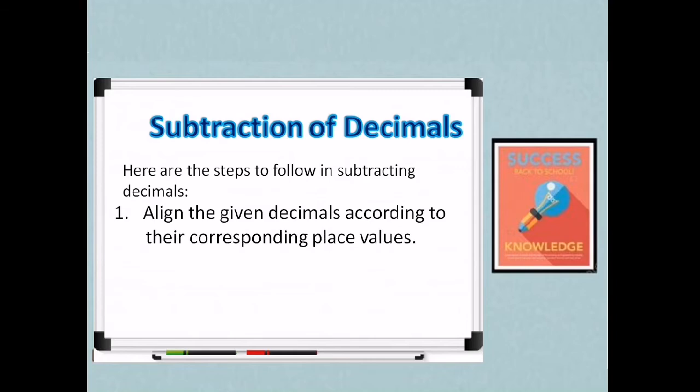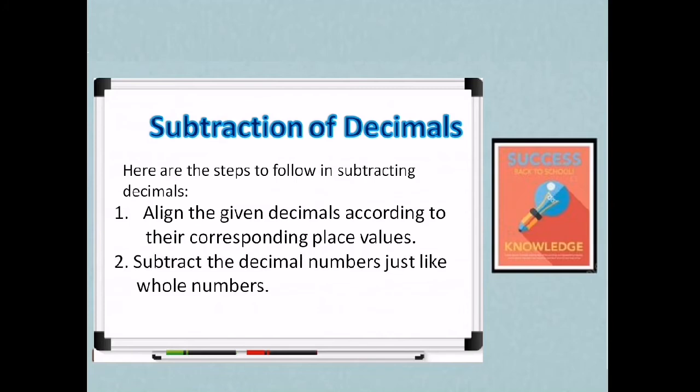Number 1, align the given decimals according to their corresponding place values. We're familiar with the place values, right? Kailangan lang natin siyang i-align, wherein magkakatapat yung mga ones, tens, hundreds, etc. Number 2, subtract the decimal numbers just like the whole numbers. Paano ba tayo mag-subtract ng whole numbers? Ganun lang din yung ating gagawin. But take note, we need to affix the decimal point.